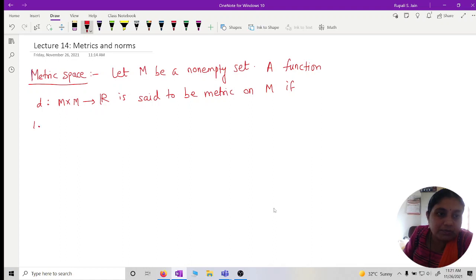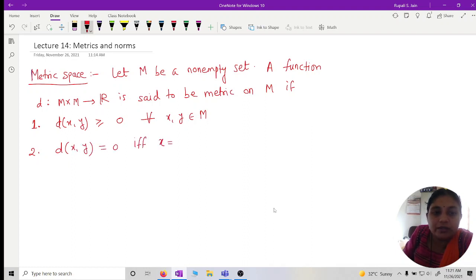So can you recall at least the conditions? What is the first condition? Distance of x,y is always greater than or equal to 0 for every x,y belongs to M. What is the second condition? Distance of x,y is equal to 0 if and only if x is equal to y. These two you can club or write separately, no problem. I am writing separately. What is the third one? Distance between x,y is the same as distance between y,x for every x,y belongs to M.